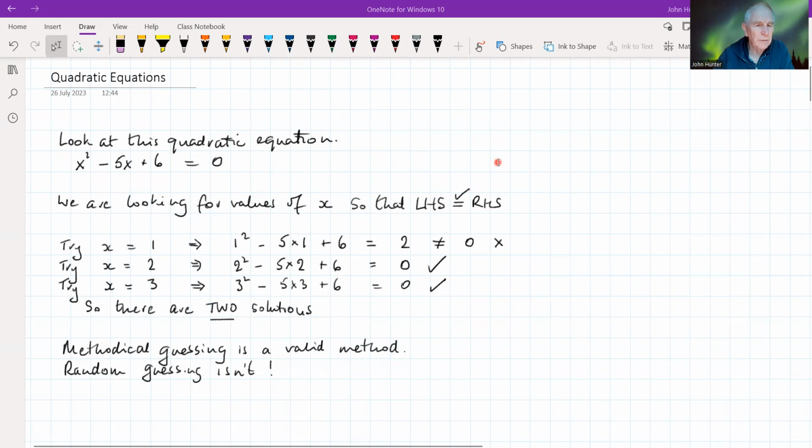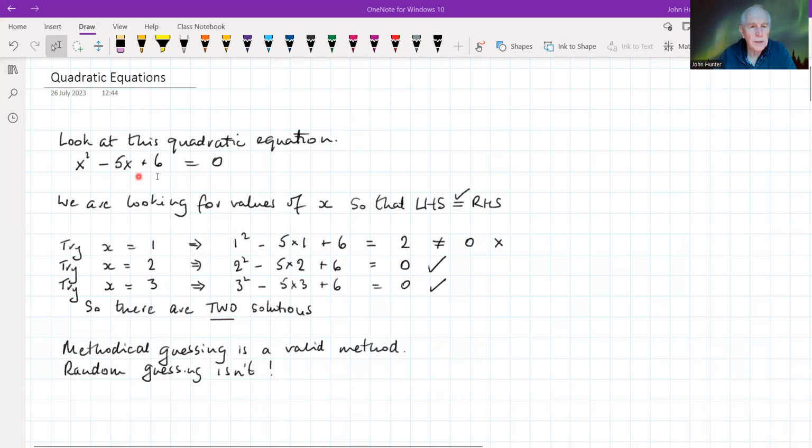I think if you can get the idea of what we mean by squaring an unknown number, maybe you've done some factorization as well, you should be at a good starting place anyway to understand quadratic equations and how we solve them. So what we're doing when we're solving this equation, as with any equation, is looking for values of x such that this left-hand side equals the right-hand side.